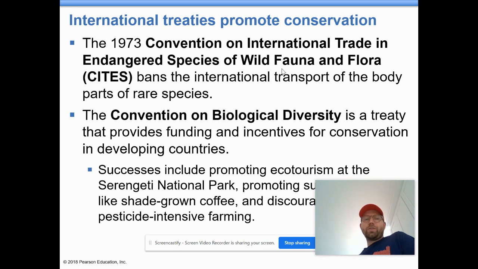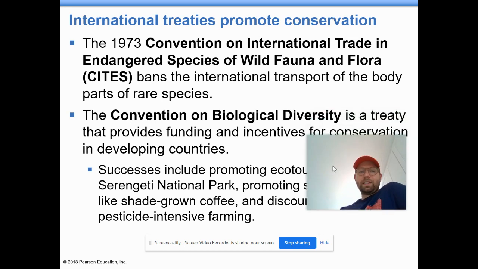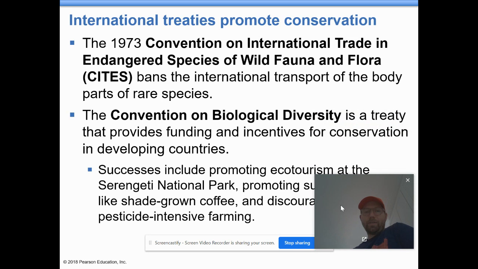The treaty called the Convention on Biological Diversity provides funding and incentives to make sure that not only do we ban it, but we also support other businesses and government programs that fight it and support other ways of income for people, rather than this illegal trade of body parts of rare species. An example of a success is the Serengeti National Park, which promoted sustainable crops like shade grown coffee and discouraged other ones like pesticides and farming.